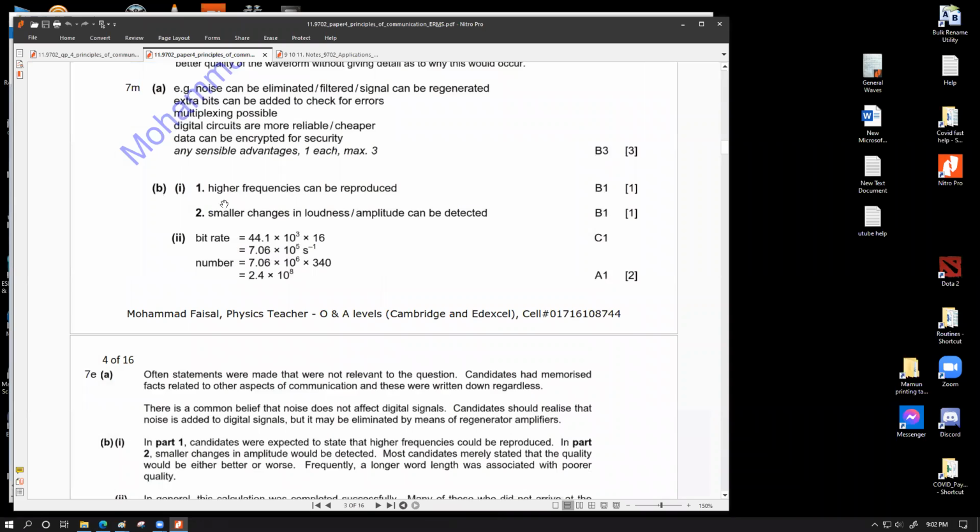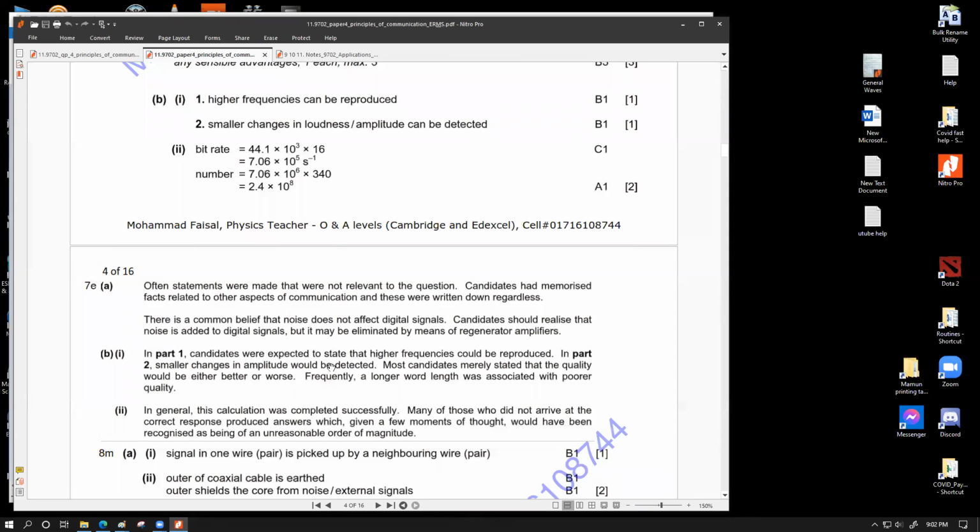What do the examiners have to say? In part 1, candidates were expected to state that higher frequencies could be reproduced. In part 2, smaller changes in amplitude would be detected. Many candidates stated that the quality would be either better or worse. Frequently, a longer word length was associated with poor quality. So this is wrong. These people have been pretty specific about what they are expecting as answers. They are looking for something specific in part 1, and in part 2 they are looking for something else that is specific. And for those parts where they didn't get the specific answers, they didn't award marks. Okay.